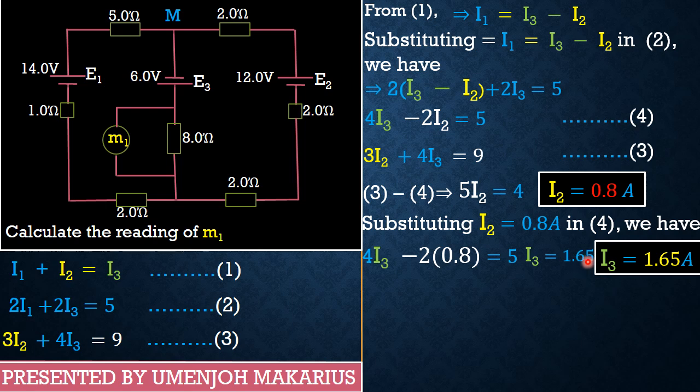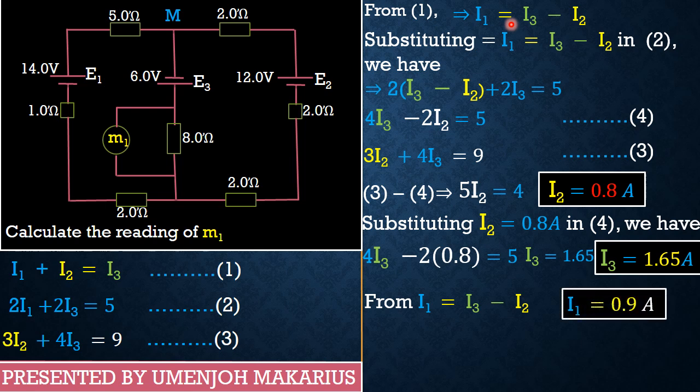All right. So, guys, to solve for I1 becomes very easy because we said our I1 is equal to what? I3 minus I2. So now, guys, from I1 equal to I3 minus I2, we put in the values. Keep in mind that I3 is 1.65, I2 is 0.8. If you subtract these two, you're going to have 0.9 amperes. So, guys, those are the values of the currents I1, I2, and I3.